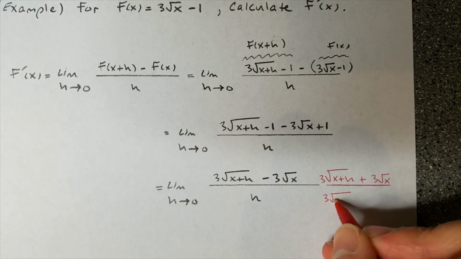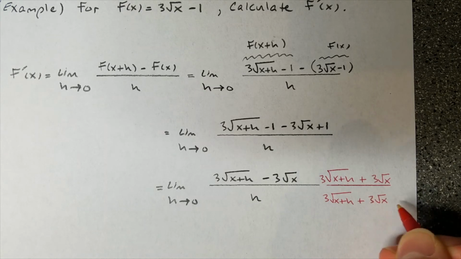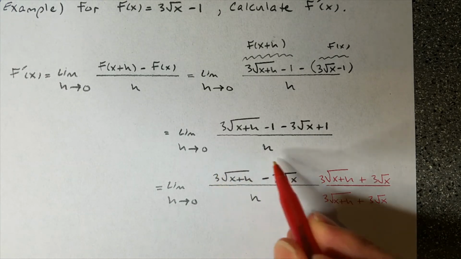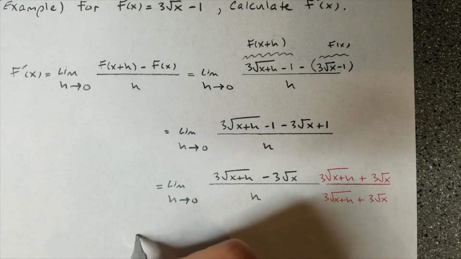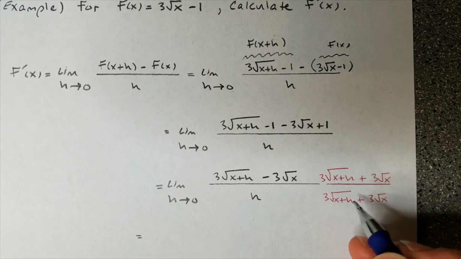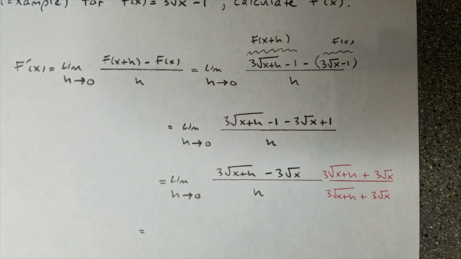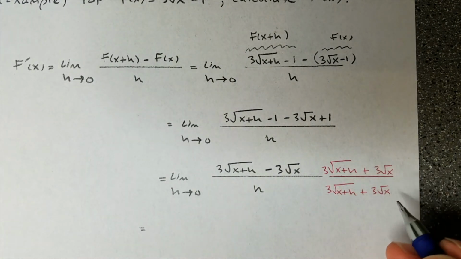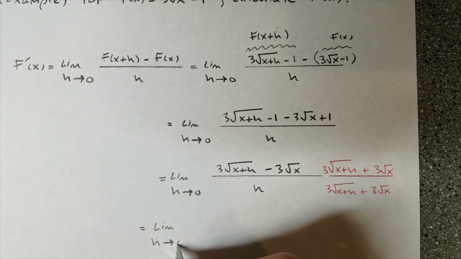And down here, same thing. 3 root x plus h, 3 root x. I'm multiplying by 1, but I'm doing that in a way that allows me to simplify this component of the expression with the square root. Okay, so yes, that's the trick. Now, we've seen that before. In fact, I showed you that before just so that when we got to this, we know how to handle it. But yes, this or something like it, we've seen before.